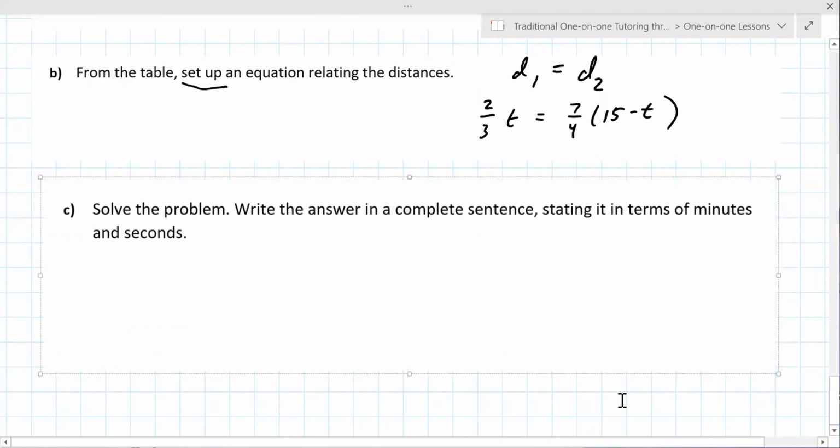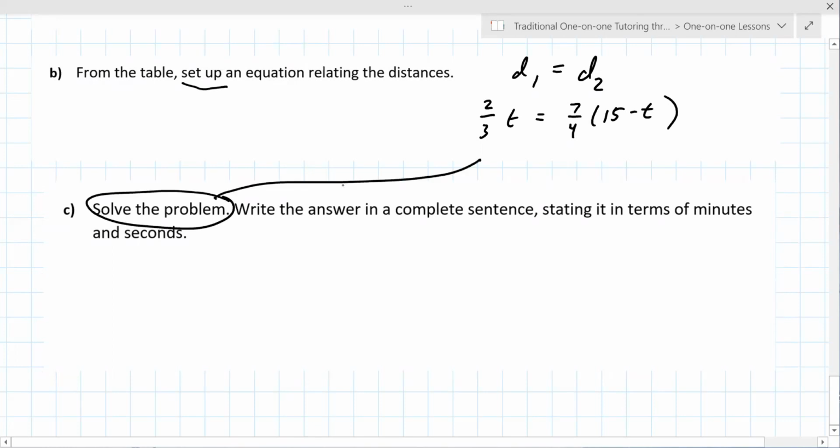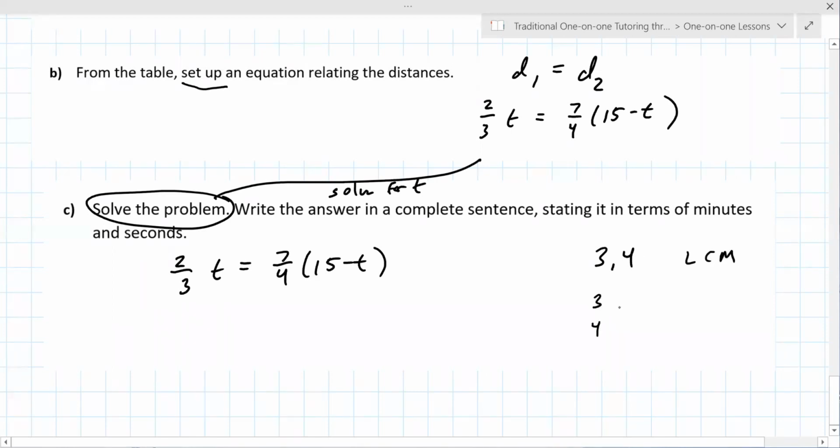So solve the problem here. What they really mean is to figure out T, solve for T. This is going to take some steps here. And unfortunately, there's fractions. There's a lot going on here. When you look at 3 and 4, these are the fractions. What is the least common multiple of these two numbers? 12? Yeah, it's 12. Perfect.